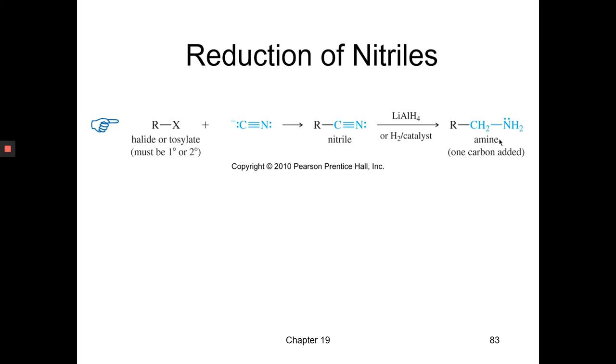We can also reduce nitriles. Again, this only gives us primary amines. And we can form nitriles by doing an SN2 reaction with a primary or secondary halide or tosylate, and then reducing it with lithium aluminum hydride. You can also use hydrogen and a catalyst. What it does is add 2 hydrogens to the carbon and 2 hydrogens to the nitrogen.